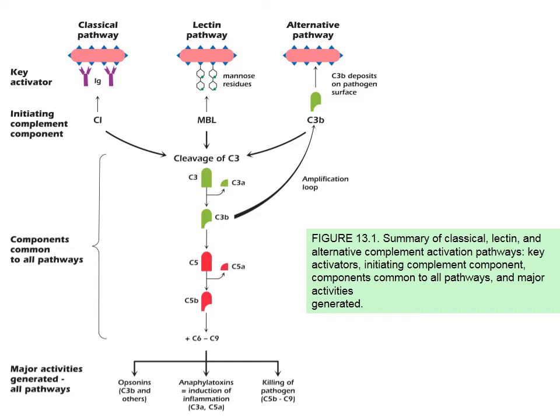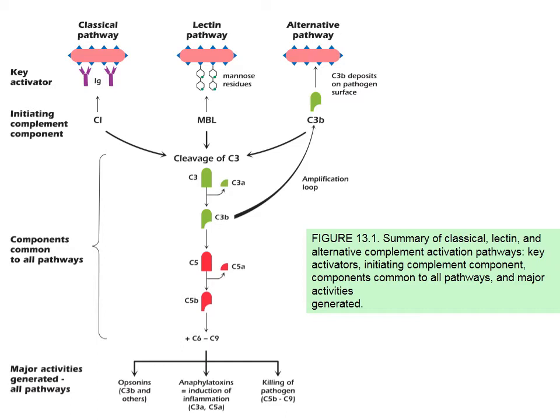Again, you will see that the classical pathway initiating complement component is C1, for the lectin pathway it is MBL, and for the alternative pathway it is C3b, and all of them converge on cleavage of C3. So if you're asked what all three pathways converge on, that's C3.